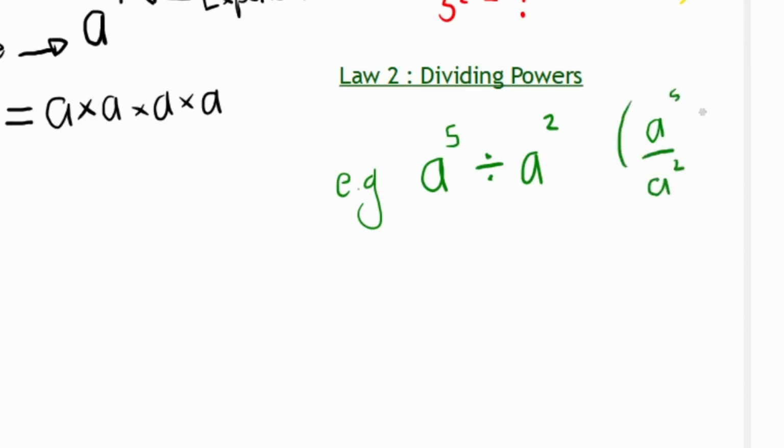In this case, we have a to the power of 5 divided by a to the power of 2. And our law 2 of exponents tells us that when the bases are the same and you are dividing, then you can subtract the exponents from each other. So this would be a to the power of 5 subtract 2, and that is 3. And there we have law 1 and 2 helping us with multiplying and dividing powers.